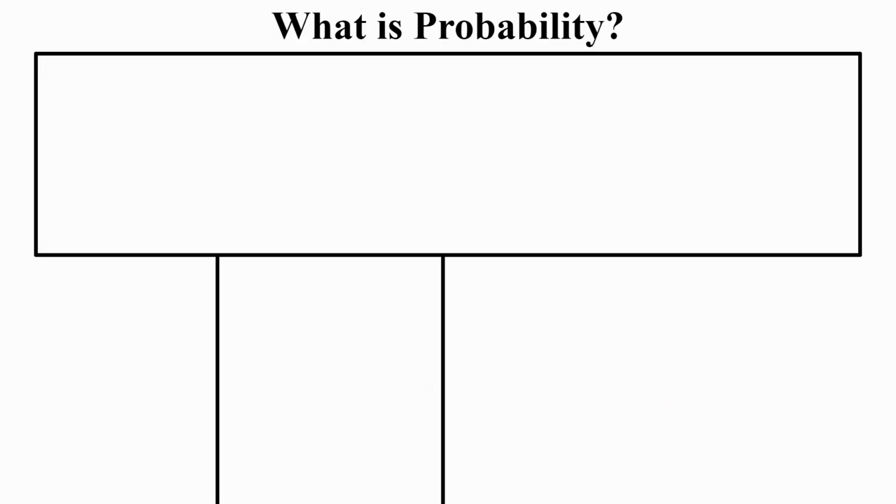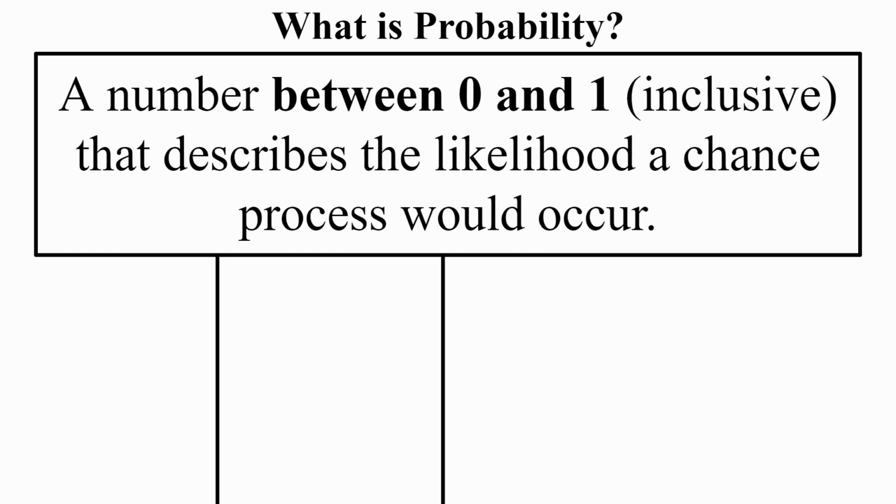Okay, so what is probability? Well, probability is simply a number between 0 and 1 inclusive that describes the likelihood a chance process would occur. So here are some examples of valid probabilities. 0 represents the probability that something will never happen, and 1 represents the probability that something is certain to happen.